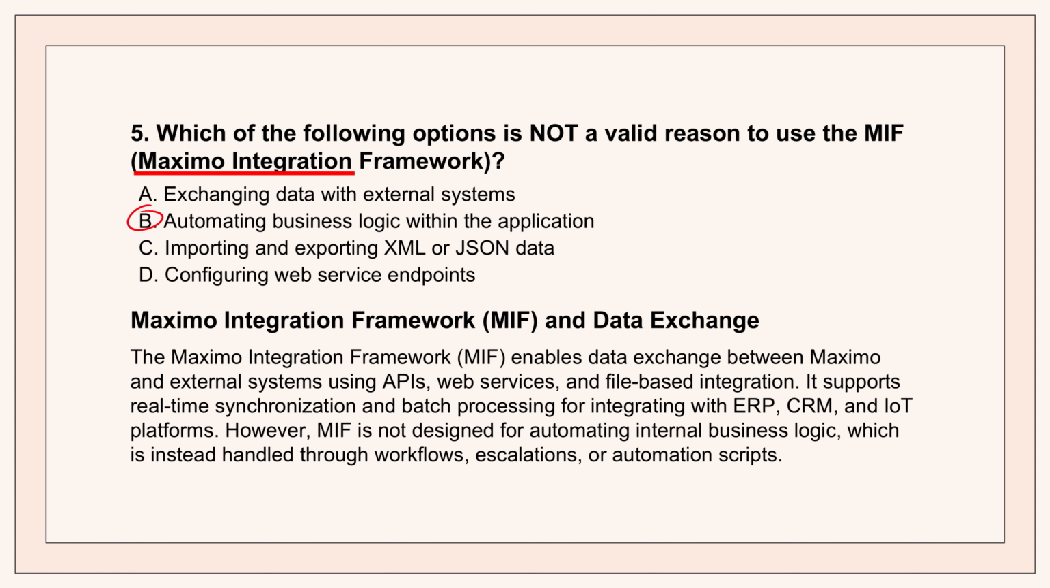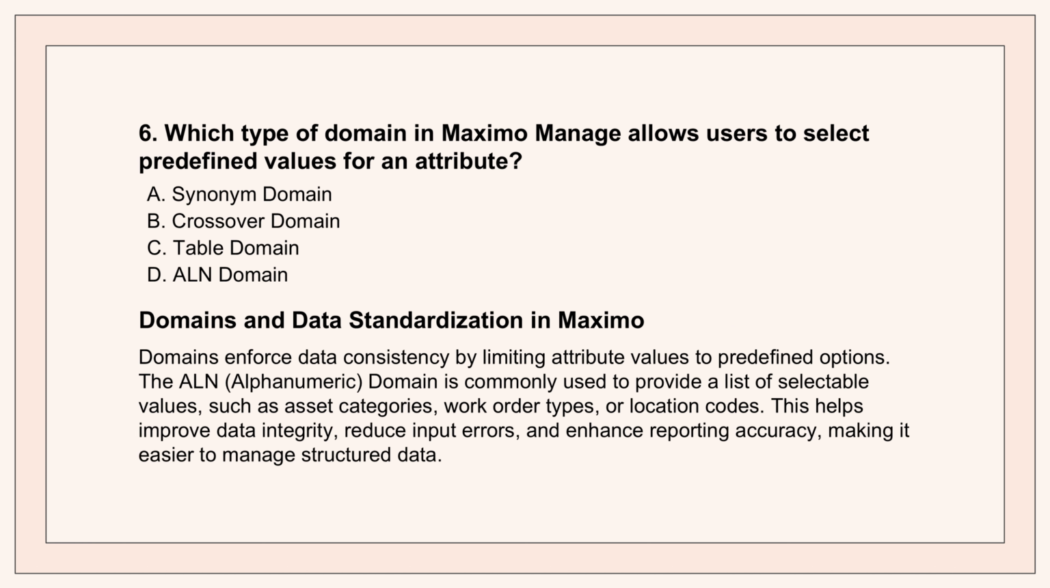All right, let's move on to our next section, which is all about the foundations of any system, data management and configuration. We've got a couple of questions here. The first one is about domains. It says, which type of domain in Maximo Manage allows users to select predefined values for an attribute? The answer is ALN domain. Can you unpack that a little bit for us? What's an ALN domain?